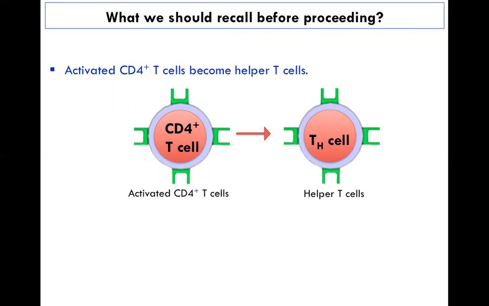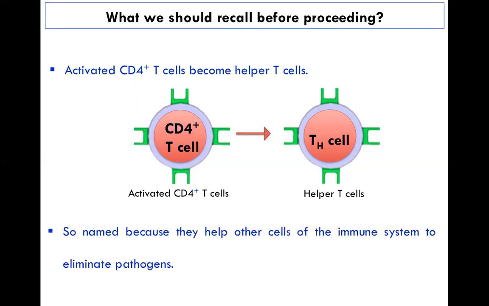First, why are they called helper T cells? As the name indicates, they are involved in helping the other immune cells, so that's why they are called helper T cells. They are given this name because they help the other cells of the immune system to eliminate the pathogens.